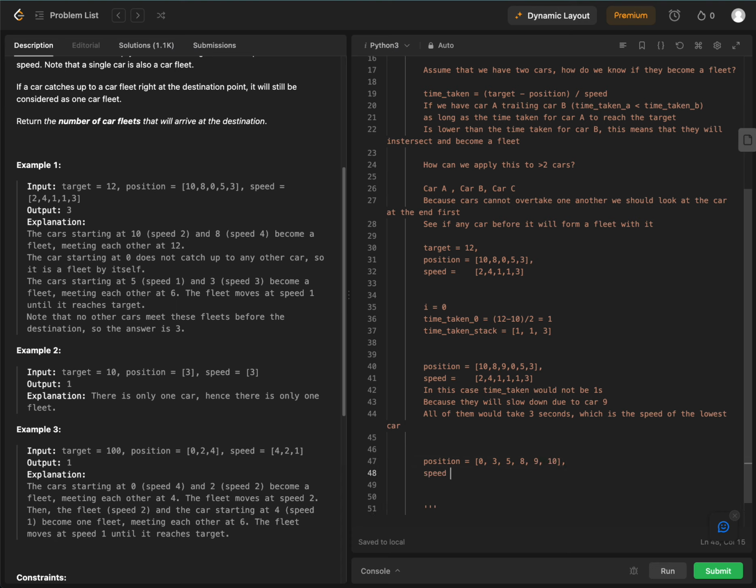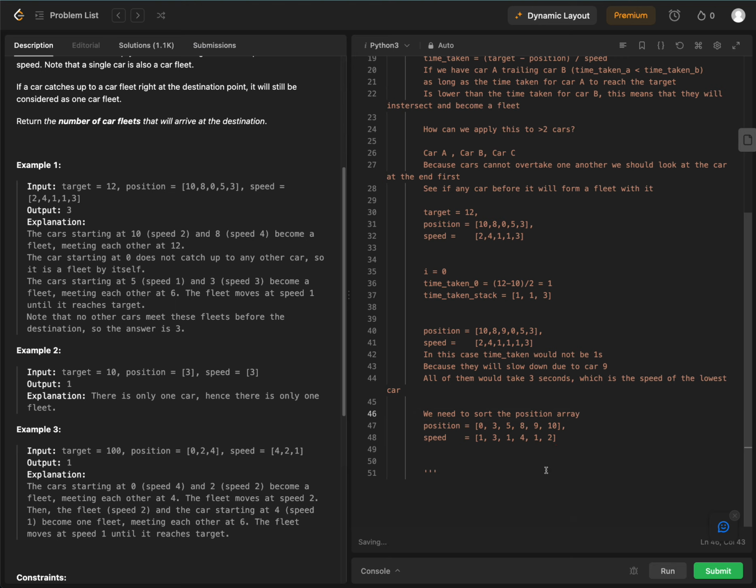And then here are the corresponding speeds, just to make sure we are correct. The one at 3 has car speed 3, 1. The one at 8 has speed 4, the one at 9 has speed 1, and then we have 2. So this is more important. We need to look at this question from this angle. We need to sort the position array. This is a little bit clearer when we look at it. We can see whether or not something can overlap with one. This is the first thing that is essential.